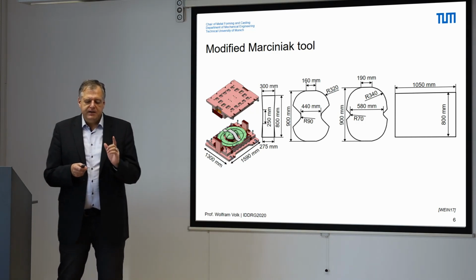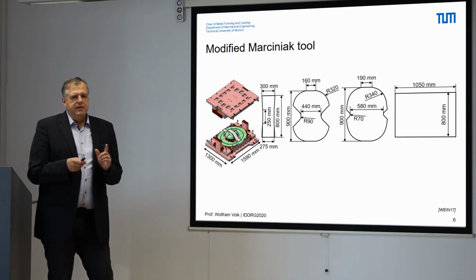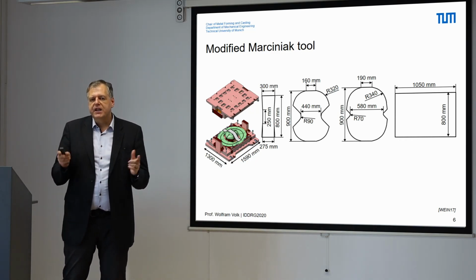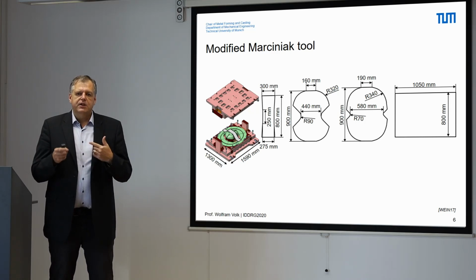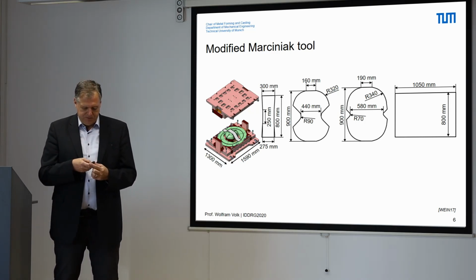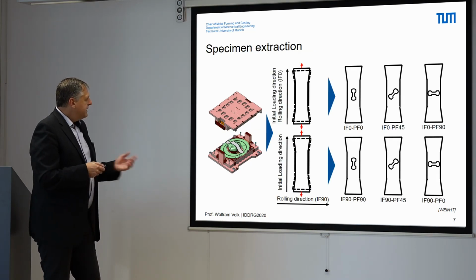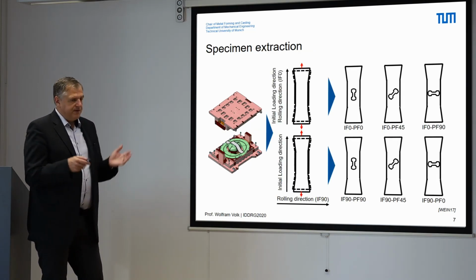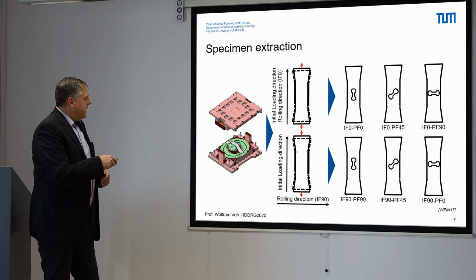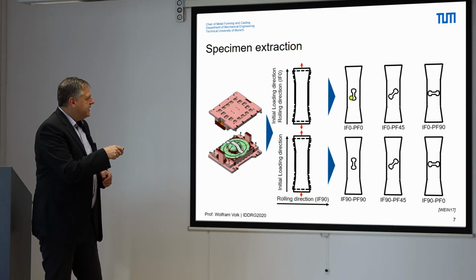But here again, what's a big benefit now is that it's also possible to change the loading direction for the second forming step, as you can see in the next slide. So with this special tool, we have a test equipment where we can produce secondary specimens, also with a change in the loading direction.